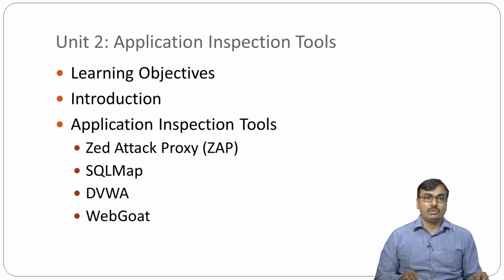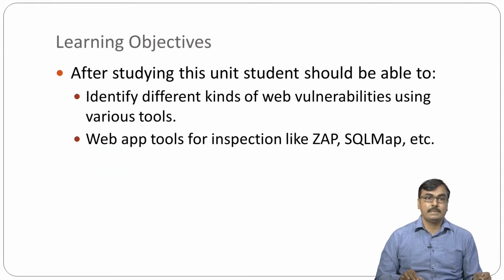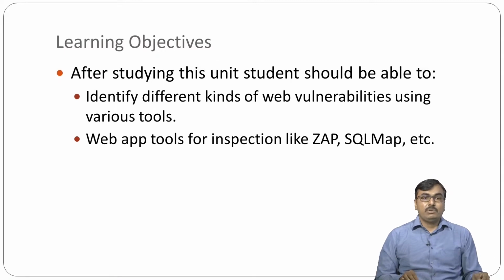Firstly, I would like to describe over here the learning objective through this unit number 2 of application inspection tools. After studying this unit, students should be able to identify different kinds of web vulnerabilities using various tools. Web app tools for inspection like ZAP, SQLMap, etc.